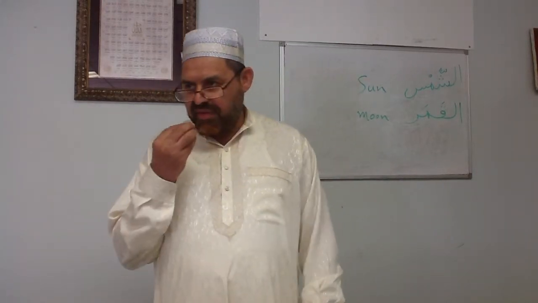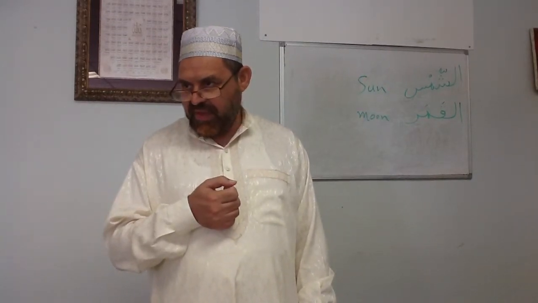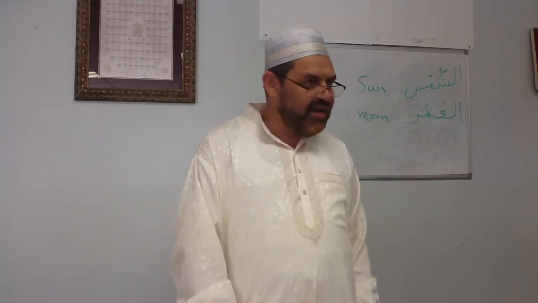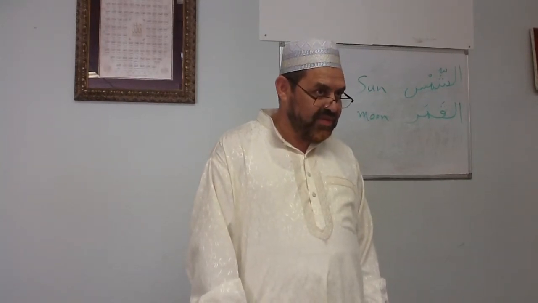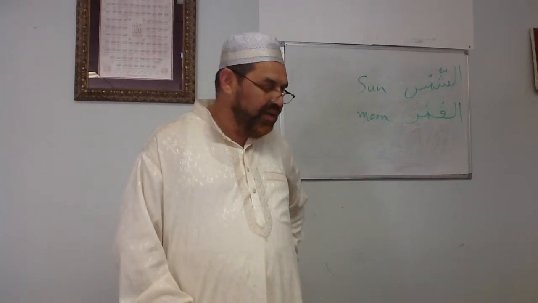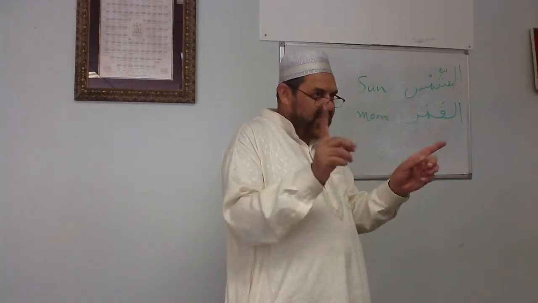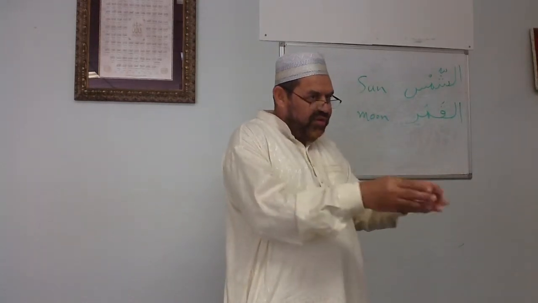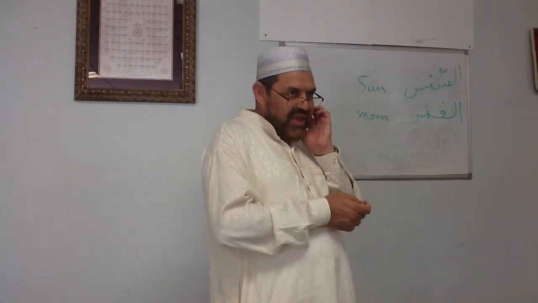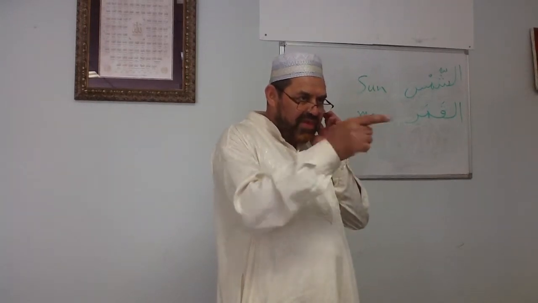So all the lip letters will be moon letters, like ba, fa, mim. So al-Shams will be Ash-Shams. Ash-Shams is a sun letter, because the following letter is Shin, and then you don't pronounce lam. Lam will be merged into that following letter, Shin. But when you say min al-Maghrib, then you pronounce lam, because the following letter after lam is mim.